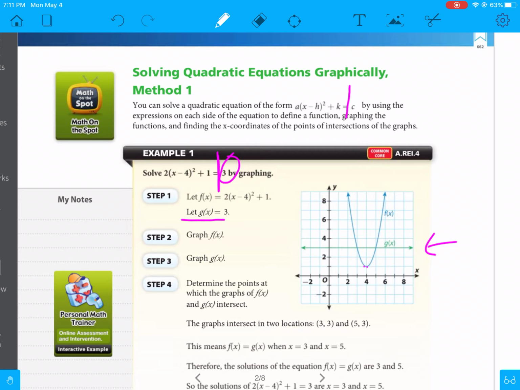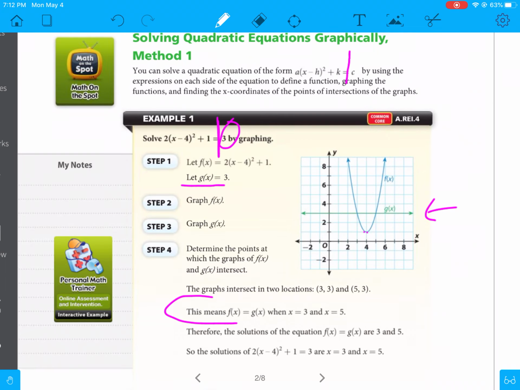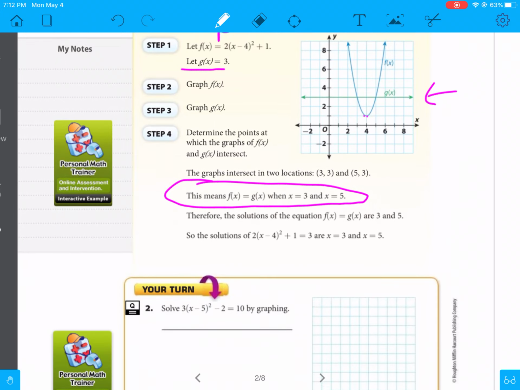So what you're going to do is just find where they intersect, and you're going to find your x values. So it looks like x equals 5, x equals 3. So right here is where they intersect. So the solutions to the equation are 3 and 5, your x values.